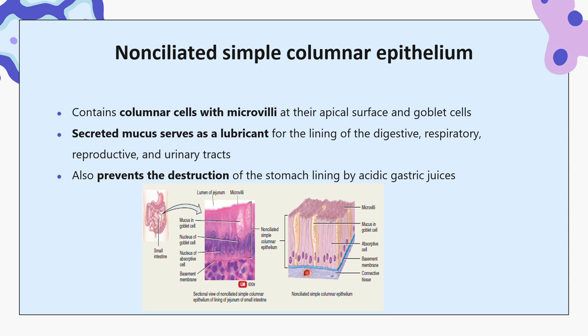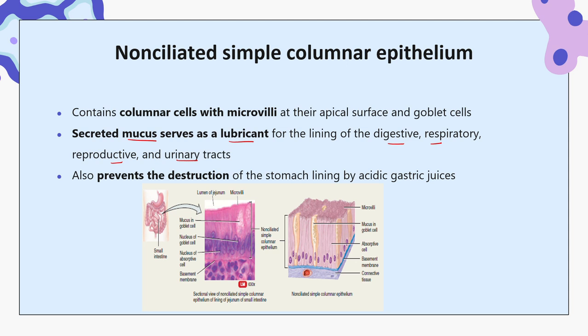So this non-ciliated simple columnar epithelial tissue secretes mucus, which serves as a lubricant in the digestive, respiratory, reproductive and urinary tract. So you can remember that non-ciliated simple columnar epithelial tissue is present in the digestive, respiratory, reproductive and urinary tract, and its function is secretion of mucus for lubrication.